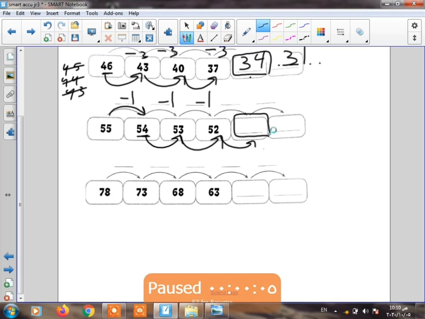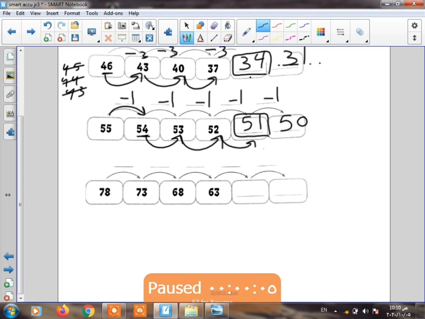So, the number that's before 52, count backward by 1. We will get 51. And here we will get again minus 1. We will write here minus 1. We will write here 50. Clear? Okay. Now we have the next pattern.